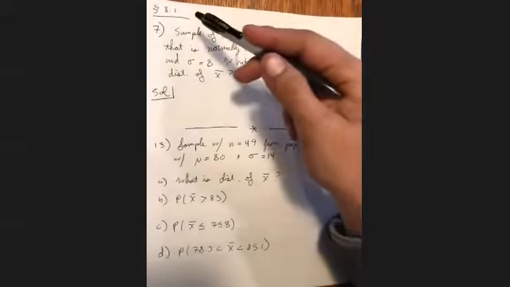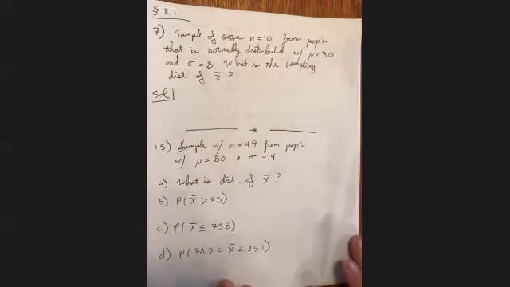All right, so we're starting with section 8.1 and problem 7. So here we're saying we have a sample size of 10 from a population that is normally distributed with a population mean of 30 and a population standard deviation of 8. What is the sampling distribution of X bar?